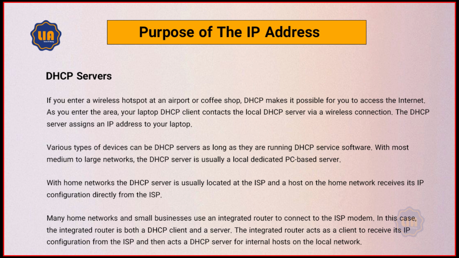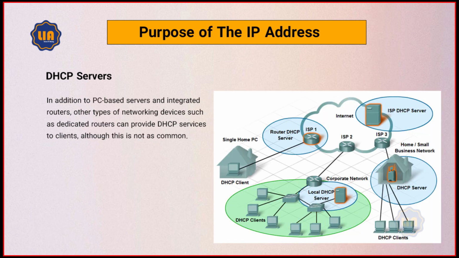Many home networks and small businesses use an integrated router to connect to the ISP modem. In this case, the integrated router is both a DHCP client and a server. The integrated router acts as a client to receive its IP configuration from the ISP and then acts as a DHCP server for internal hosts on the local network. In addition to PC-based servers and integrated routers, other types of networking devices such as dedicated routers can provide DHCP services to clients, although this is not as common.